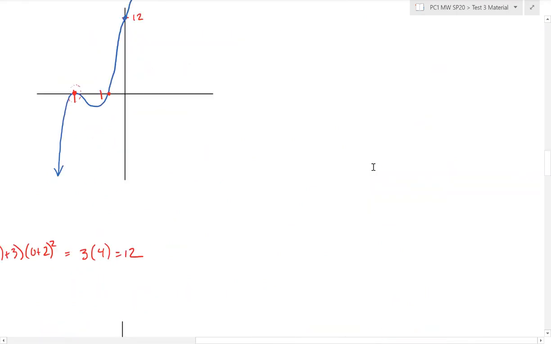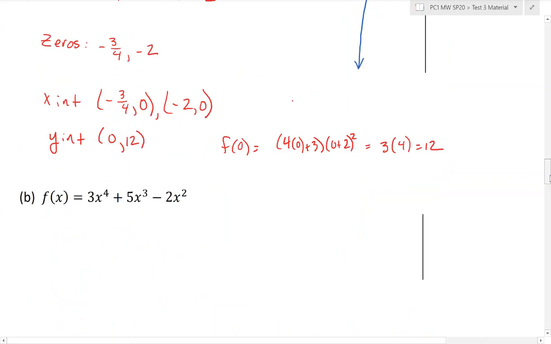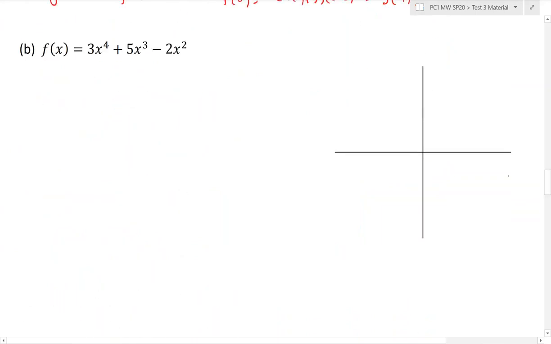We want to try another example here. All right, try this one. Now this one I already know is even and positive. My leading term is 3x to the fourth, so it is positive and even. It means I'm going to have an up type of behavior when I graph this.